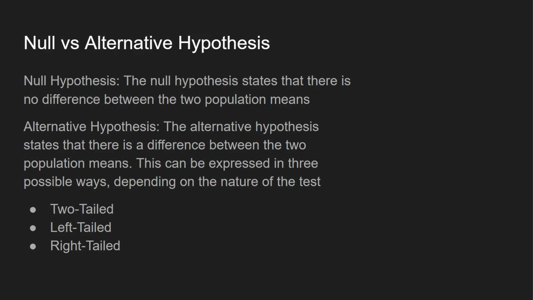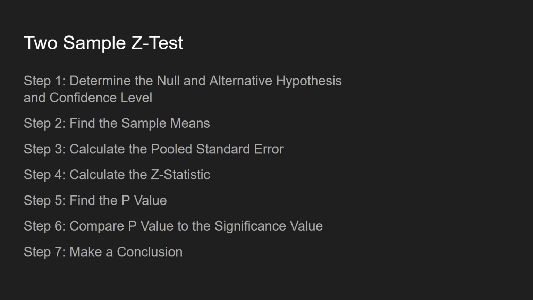So here's how you'd look at the null and alternative hypothesis. The null hypothesis states that there is no difference between the two population means. The alternative hypothesis states there is a difference between the two population means, and this can be expressed as either two-tailed, a left, or right. Two-tailed is just looking for a difference, right? Left would be less than, right would be greater than. And let's jump into our example over here.